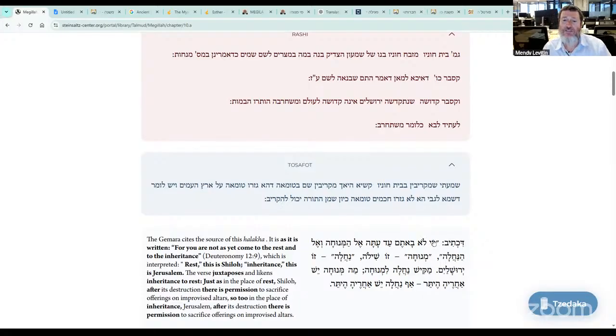All right. So the Gemara says, d'chsiv. Well, how does he know? How does Rabbi Yitzchak say? What's the proof that you could sacrifice in the house of Chunya today? Because it's not today. It's not standing, but it had been standing. It says, "Ki lo basem ad atah el hamenucha v'el hanachala." Menucha is Shiloh, nachala is Yerushalayim.